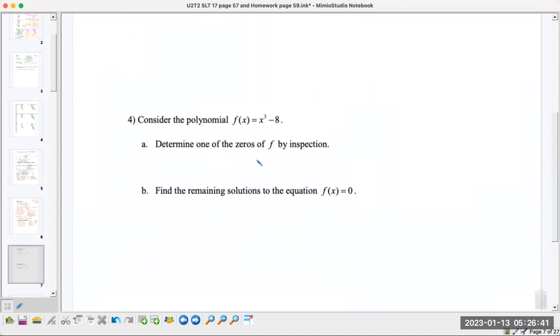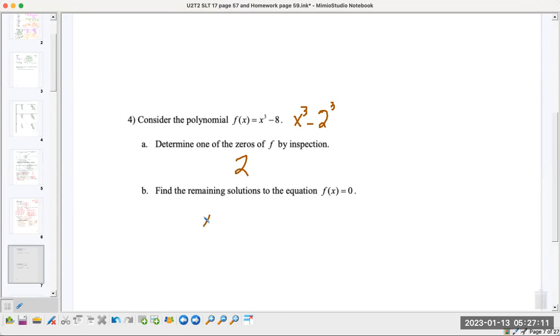All right, determine one of the zeros by inspection. If I'm looking at this function, I see I have x cubed minus 8. That's a difference of perfect cubes. So I can say, all right, just by inspection, let's see, I know that's going to be 2. So that must mean 2 is going to be a factor. Okay, or a zero, excuse me. 2 is going to be a zero of this polynomial. But now I can prove it.